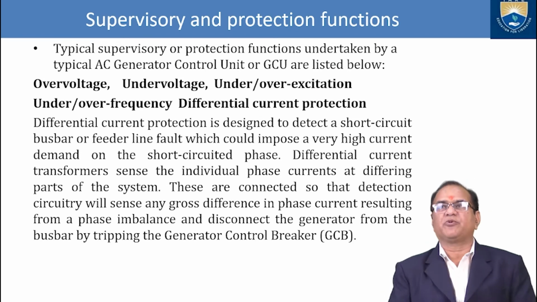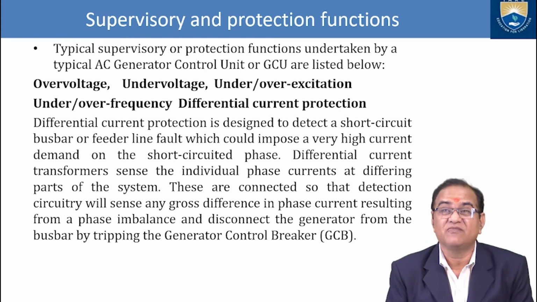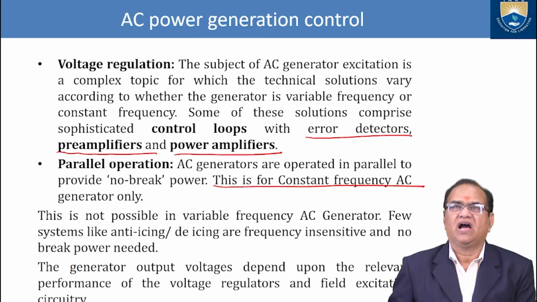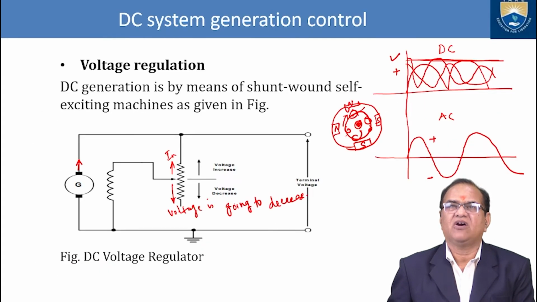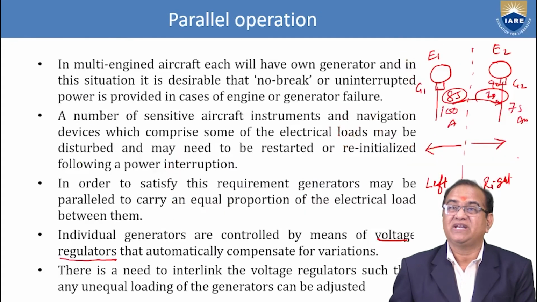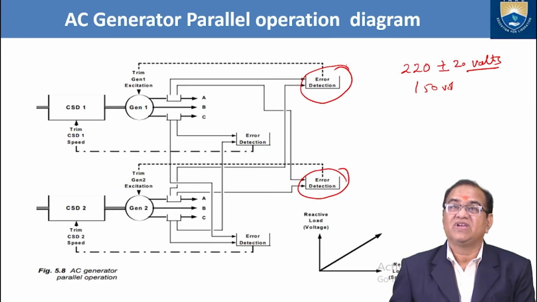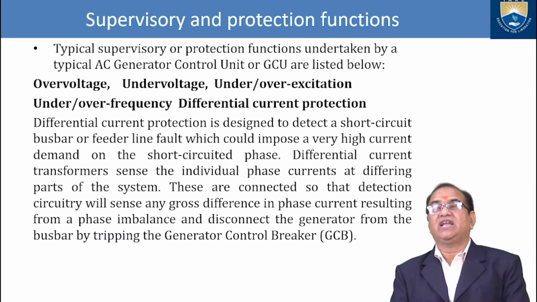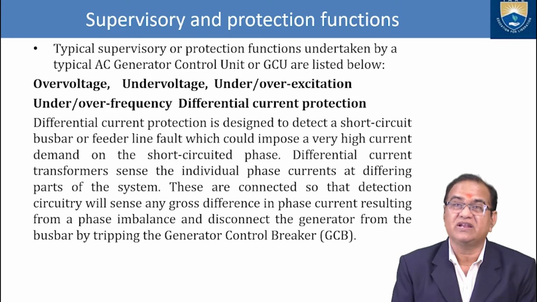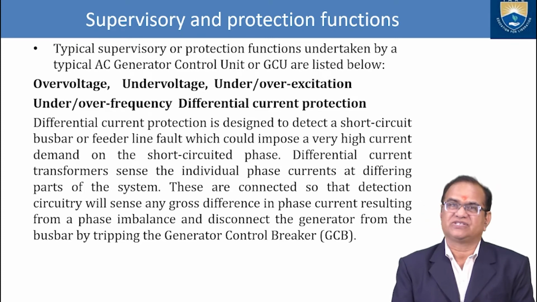Now, supervisory and protection function. If you see our DC system, we have only the protection function or protection system. But in AC, we have supervisory and protection functions. The supervisory function is not there in our direct current system.